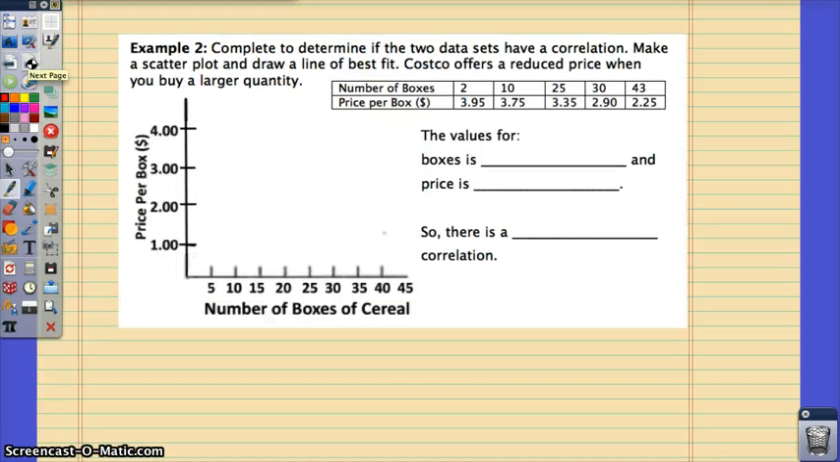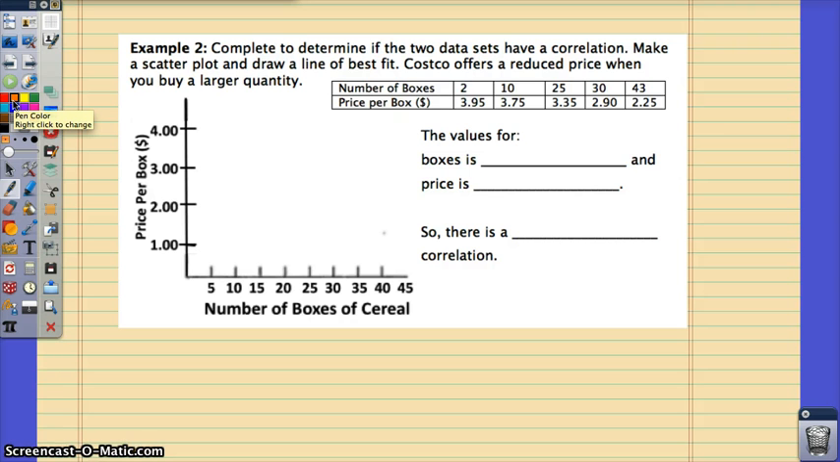Let's try another one. Let's graph this one first, and then we'll talk about the correlation. Because sometimes the points in the table could be mixed up. I could give them to you in random order. So let's graph this one first. We make a scatter plot and draw a line of best fit.